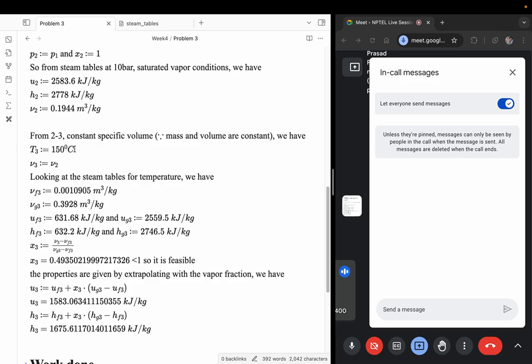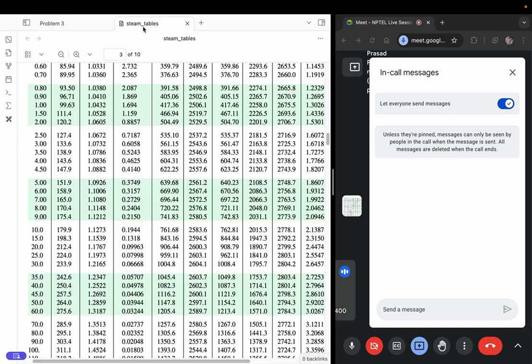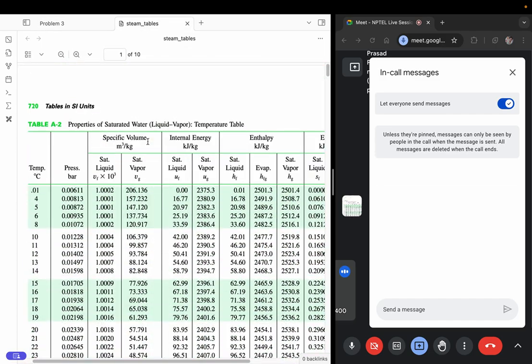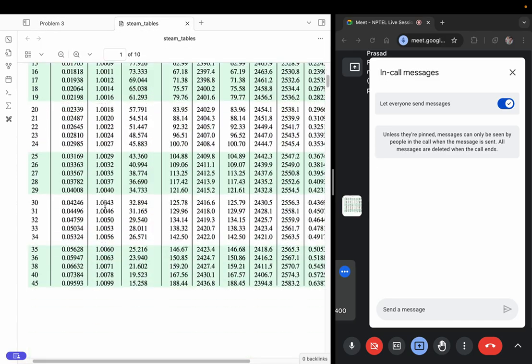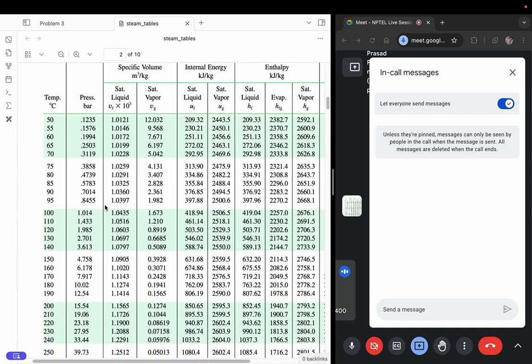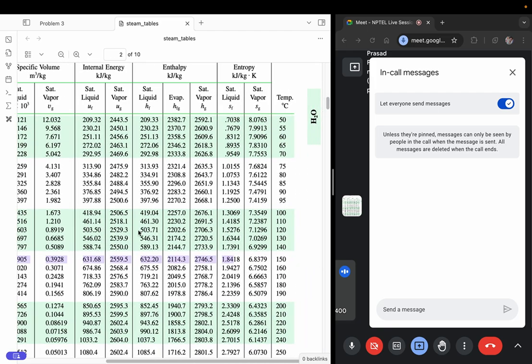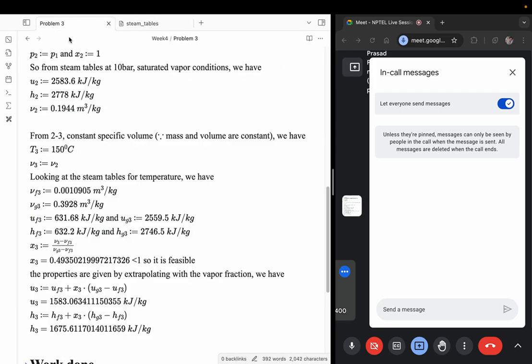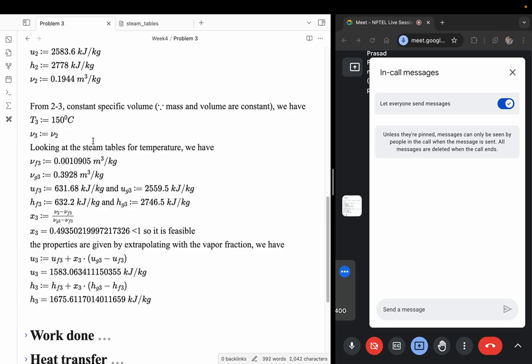Now, however, temperature is specified here, so I will look up the steam table tabulated by temperature. So I'll go to the temperature tables. This is the temperature table. I look up the value of around 150 Celsius. So I'll take the values from here. This is the pressure. I'll take all these values. So I got the values Vf, Vg and other properties.